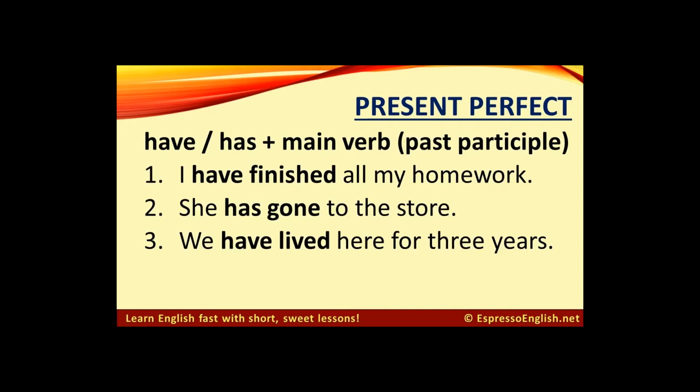We have lived here for 3 years. The present perfect is used when an action starts in the past and continues to the present, as in example number 3, or when talking about past actions without saying when they happened, as in examples 1 and 2.